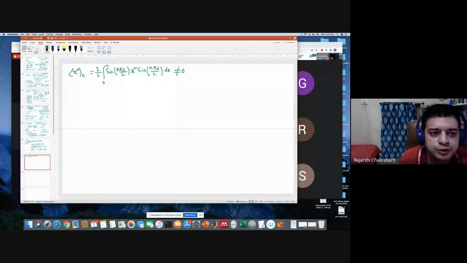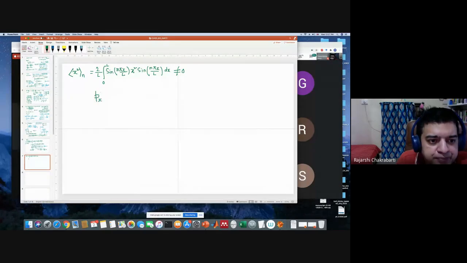But maybe in the next few minutes, I'll just show you one thing. You should have noticed that if I take this operator px square, if I take px operating on psi of n, what am I going to get here?